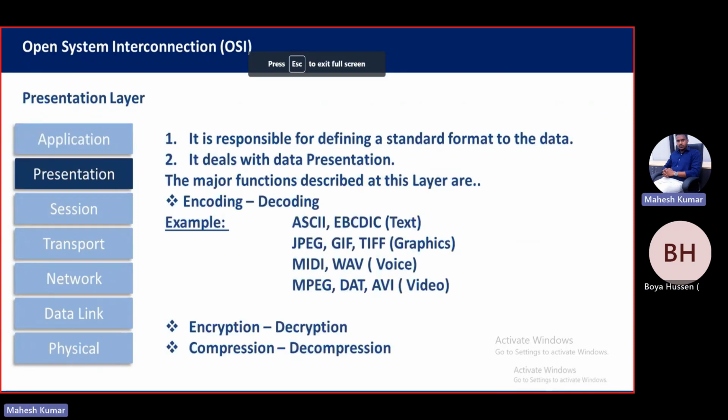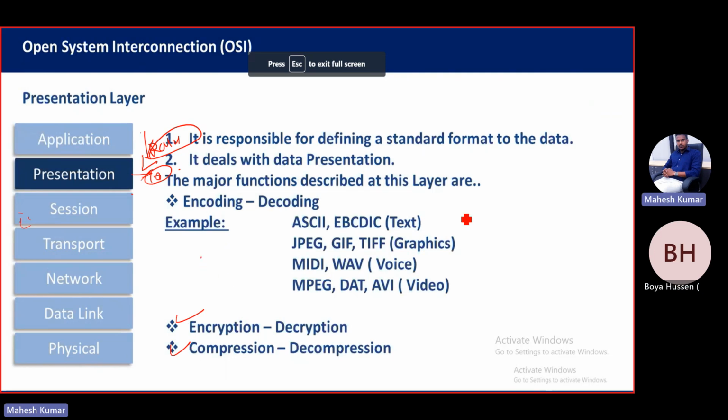Then the second one is the presentation layer. It is responsible for defining a standard format for the data. The application layer sends packets to the presentation layer in a raw format. The responsibility of the presentation layer is to identify the exact type of data, whether it is JPG, MP4, text, or voice. Got it? Then it will also encrypt and compress.